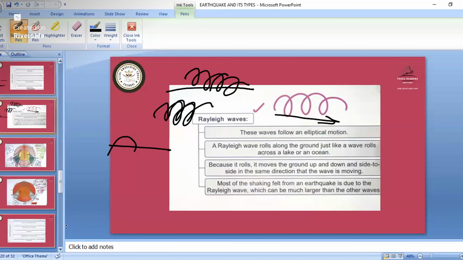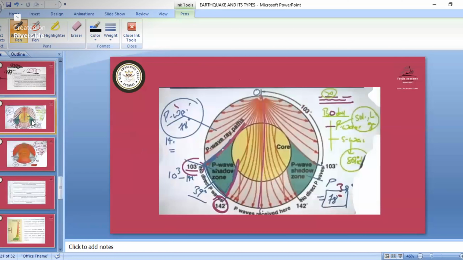Now we are coming to the last part. See about the shadow zone, and remember about the shadow zone. Inside the earth, when there is sudden shaking of the earth, at some places that shaking is not felt due to the presence of some materials. So that shaking is not there. That is known as shadow zone. During the earthquake, where the shaking is not felt, that is known as shadow zone.